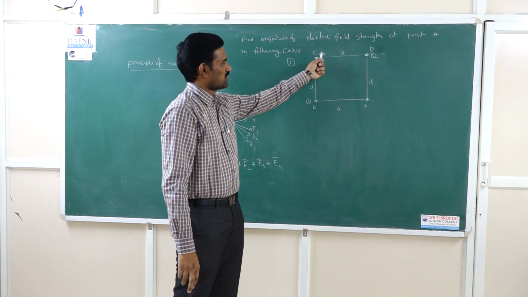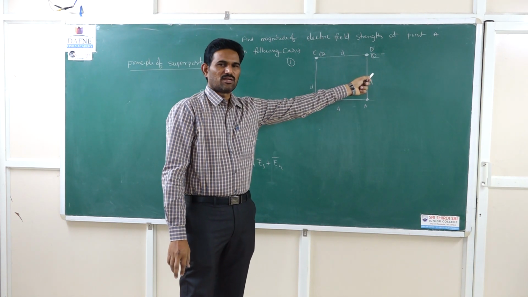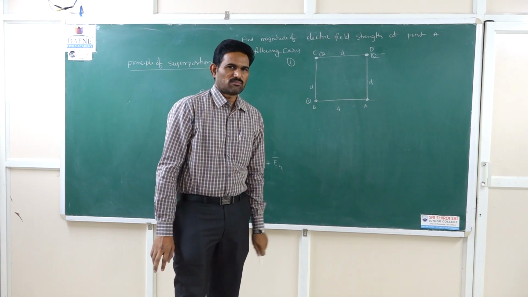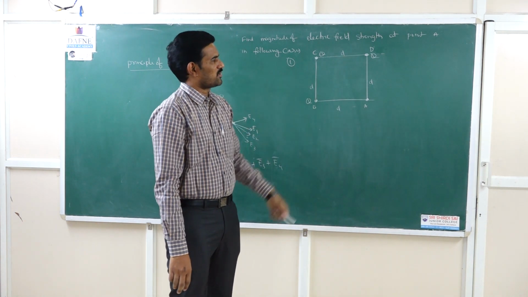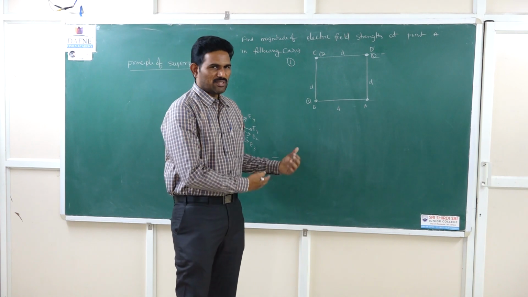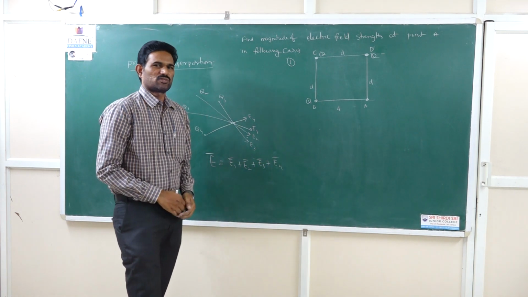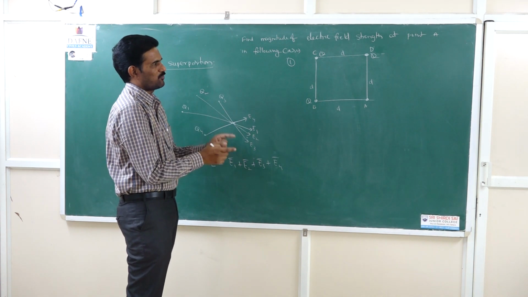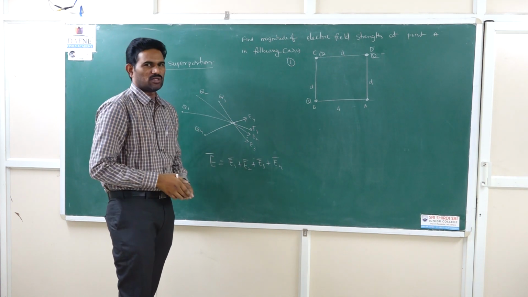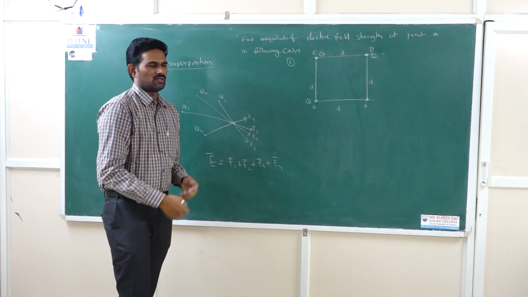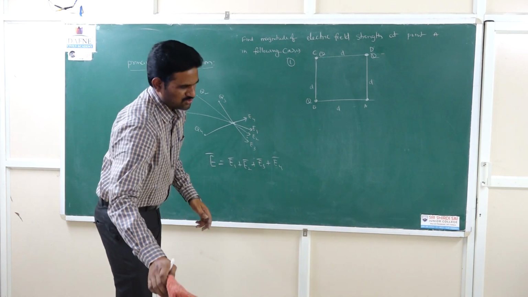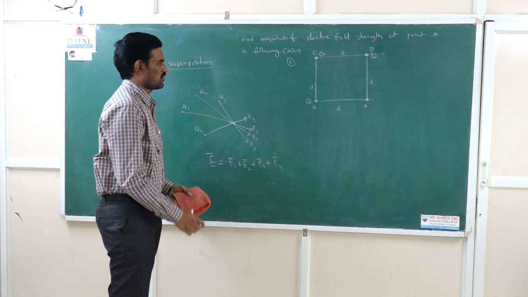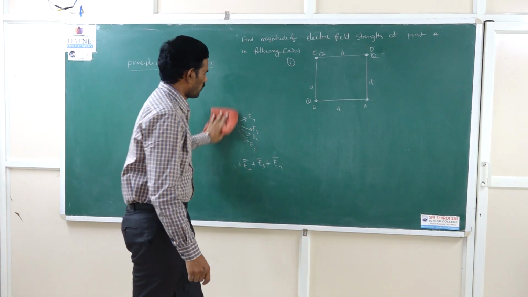Three charges are there at the corners of a square. Then find the electric field strength at the fourth corner, that is our point A according to the problem. Simply, similar to our principle of superposition, we find the electric field due to B, the electric field due to C, and the electric field due to D at point A, and we add them vectorially. Actually, as we solved the force problems, you can easily solve this type of field problems also.